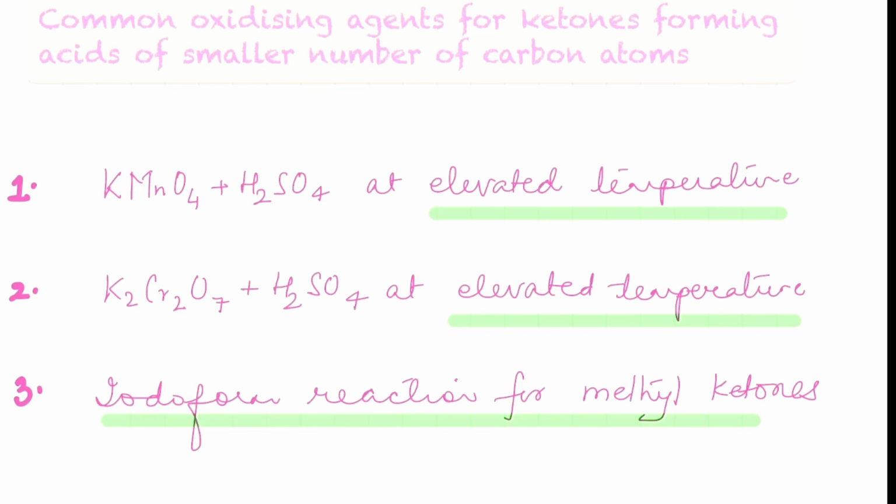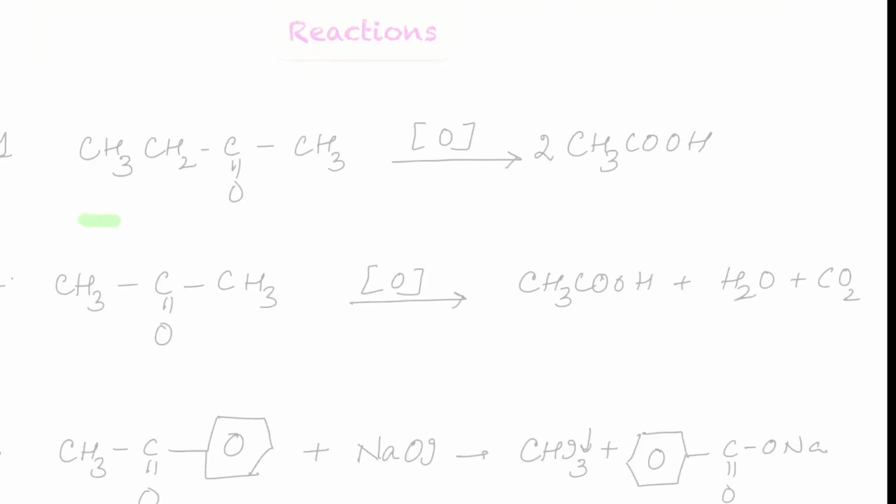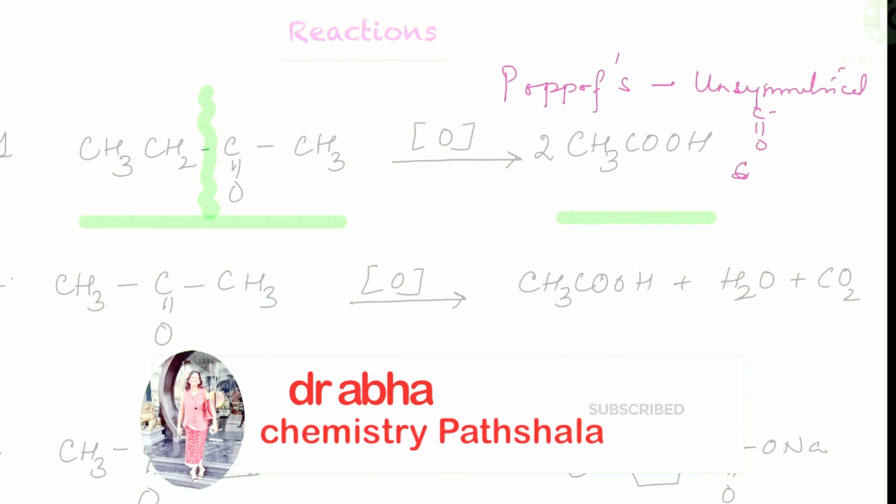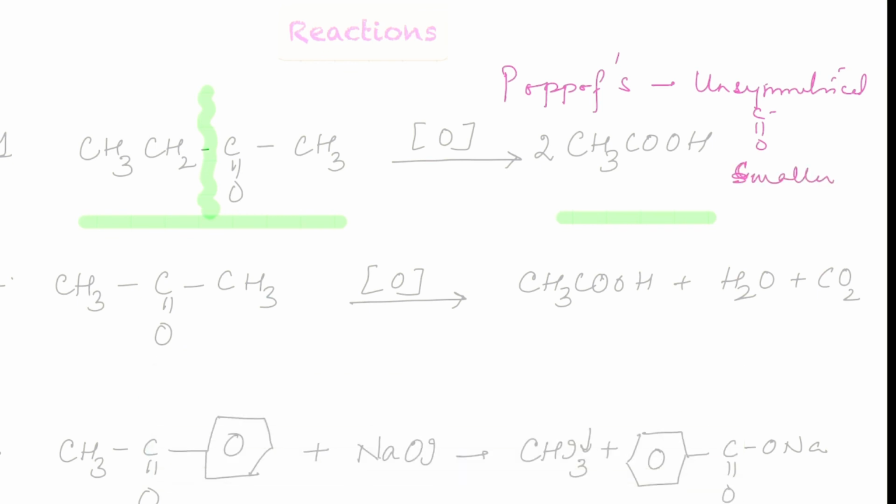Let us look at the reactions. If you take KMnO4 or K2Cr2O7 at very high temperatures, you will get acid, but the carbon number is lesser than the starting point because it will cleave the C-C bond, and this cleavage will follow Popoff's rule. For unsymmetrical ketones, CO goes to the smaller alkyl. So this CO will go to this smaller alkyl, not to this larger alkyl of 2 carbons. So we will get a 2 carbon acid from this side, a 2 carbon acid from this side, we get ethanoic acid.